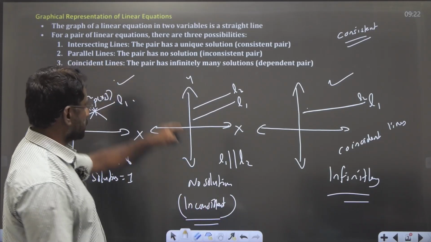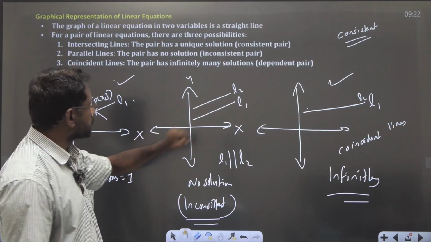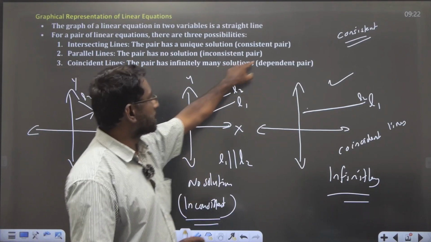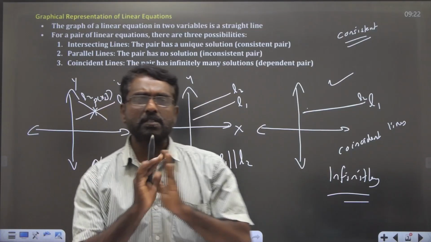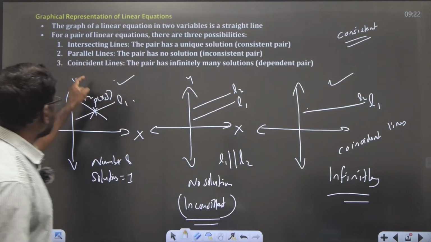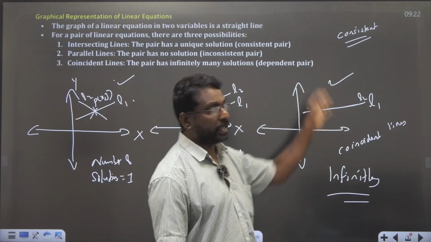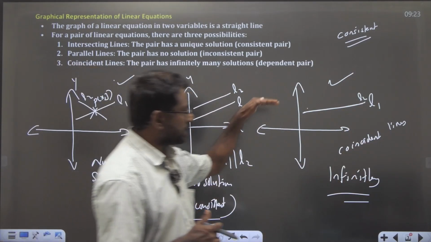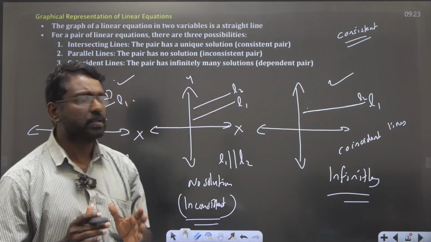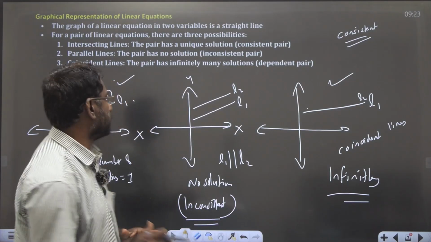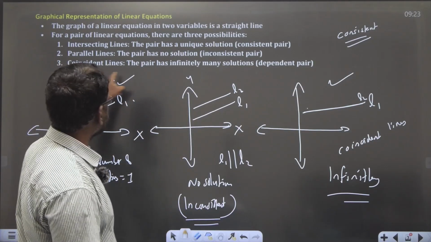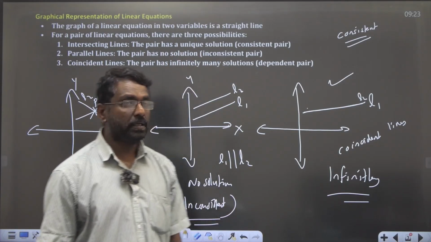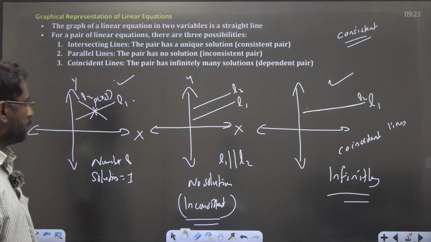And for parallel lines, already we drew it, the pair has no solution. That is an inconsistent pair. That means there exists no solution. Coincident lines: one line is lying on another line. There exist infinitely many solutions. This system is also a consistent system. For coincident lines, the pair has infinitely many solutions.